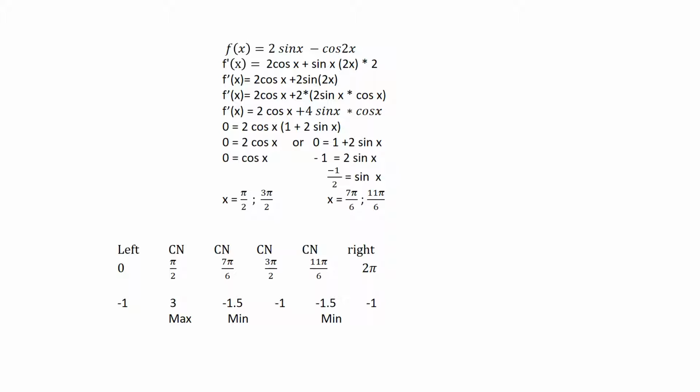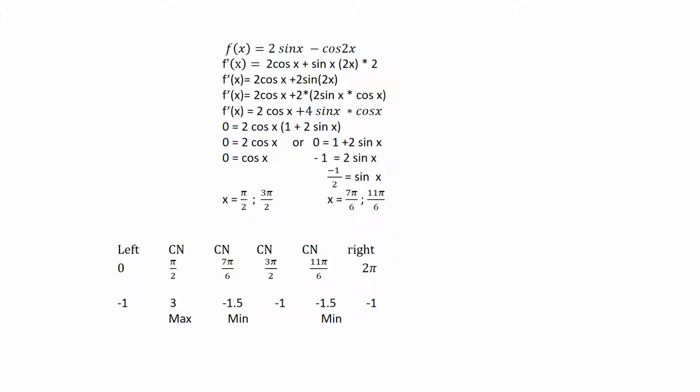The next equation, 0 equals 1 plus 2 sine x, we'll subtract the 1 over. Next, divide by 2. And so we have negative 1/2 equals sine x. So we go to our unit circle and we determine where is the sine of x equal to negative 1 over 2. That occurs at 7 pi over 6 and 11 pi over 6.